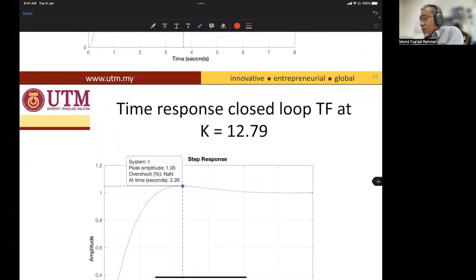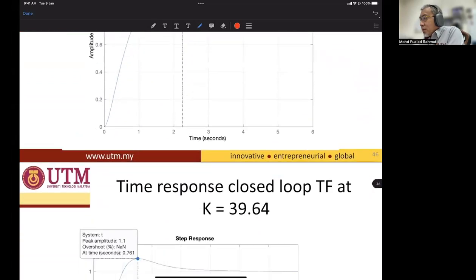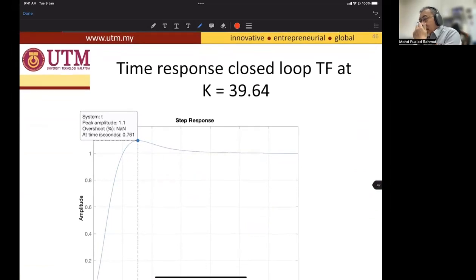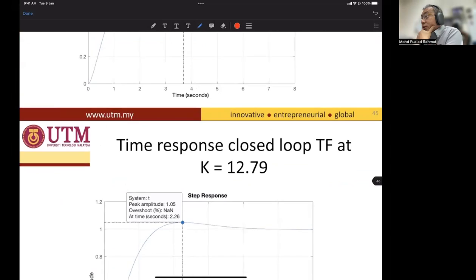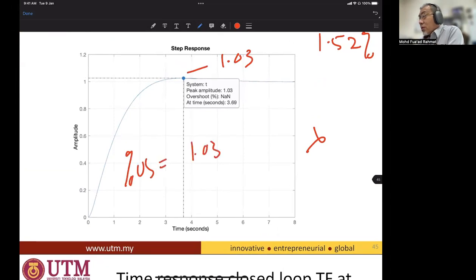Then we go for second pair, which is 12.79. So this one also no overshoot. Okay. And then the third one, I think the third one is okay. If you look here, the peak is 1.03. So the overshoot will be 1.03 minus 1 divided by 1 multiplied by 100%. How much?